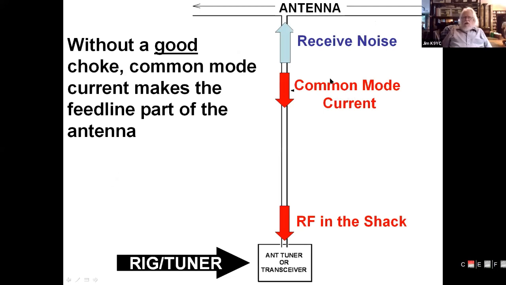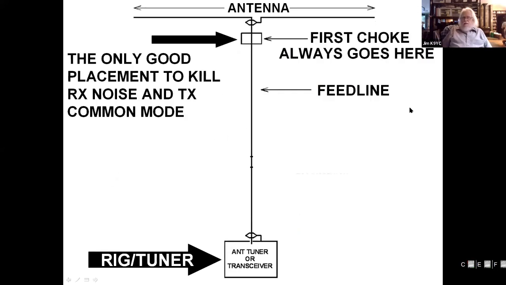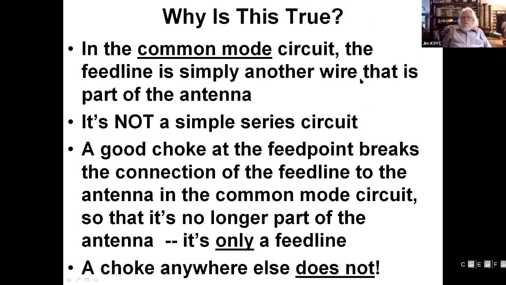The only good place for a common mode choke is up here at the feed point. And that's the only place it can really isolate it. We can add chokes at other places. But the only place where the common mode choke disconnects the antenna from the feed line is if the choke is right at the antenna.